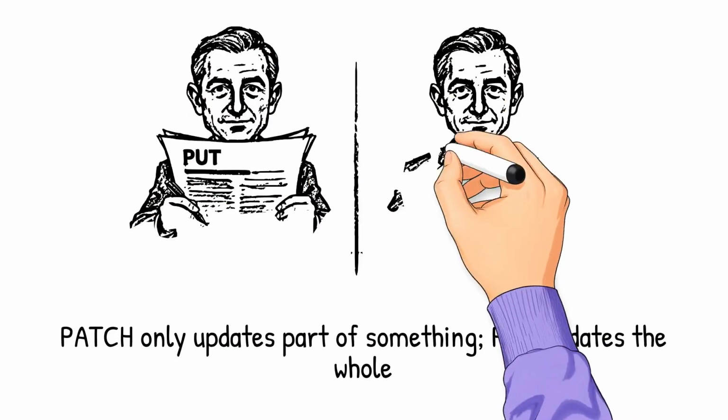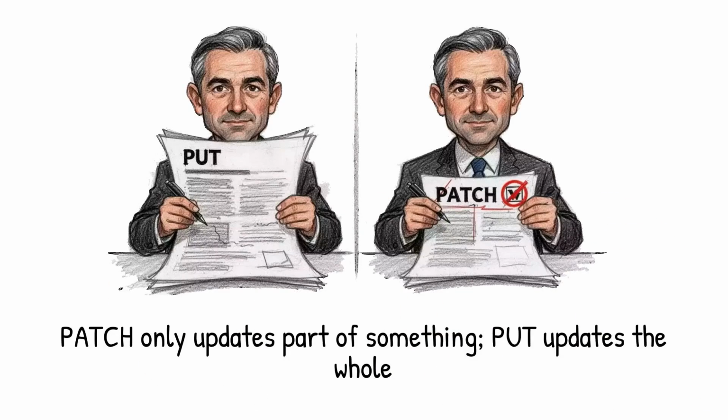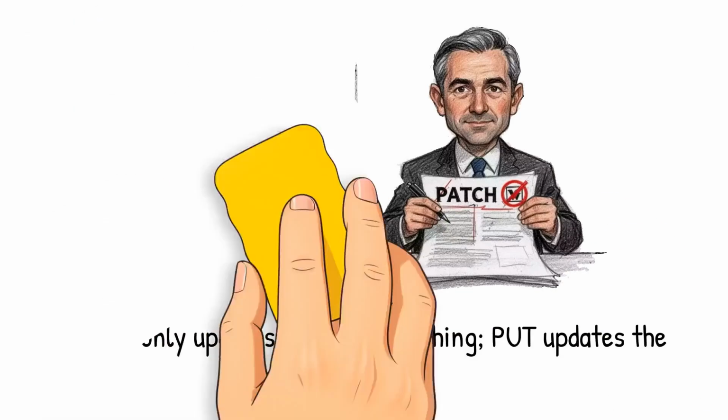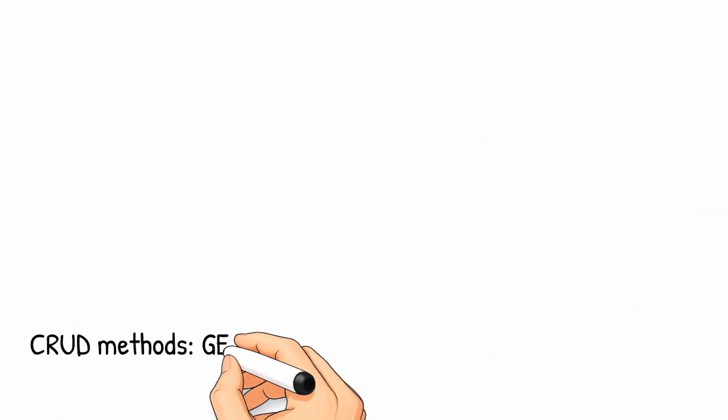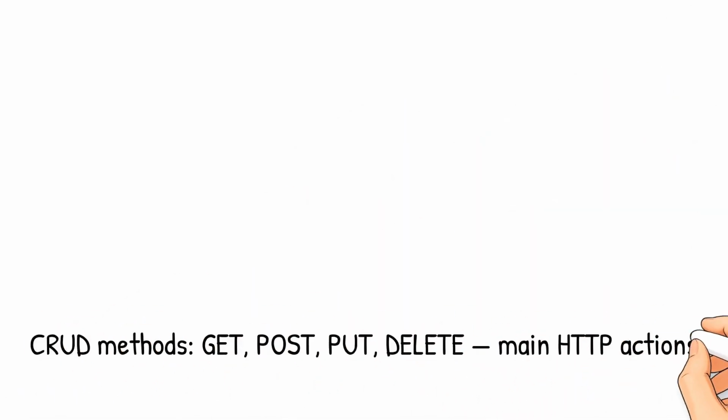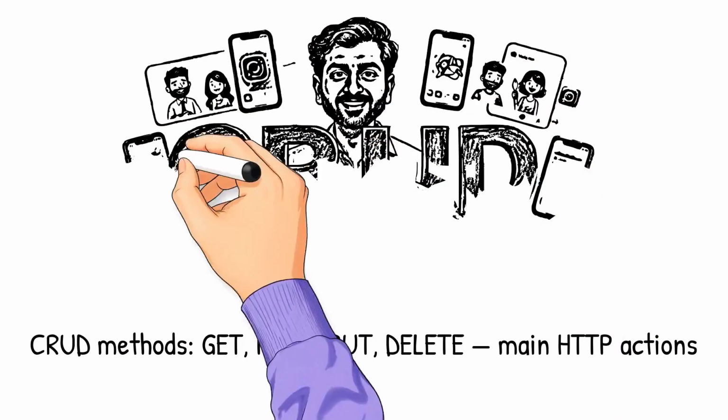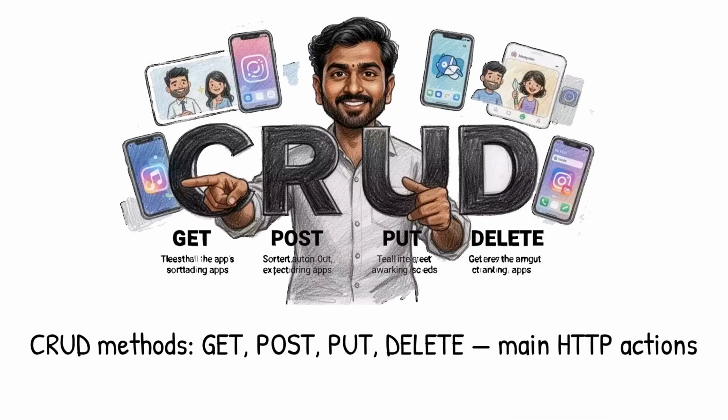So let's lock in today's lesson. An HTTP method is simply the type of request you're sending to the server. There are four main ones, nicknamed CRUD: get reads, post creates, put updates, delete removes. Learn those four, and you understand the actions behind every single app on Earth.